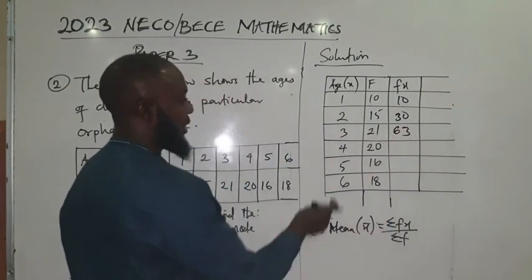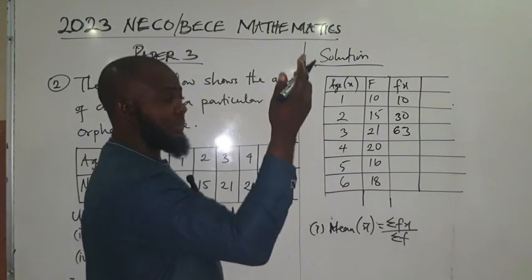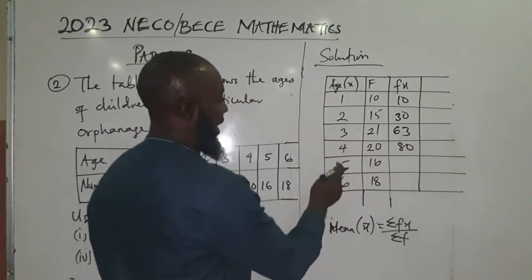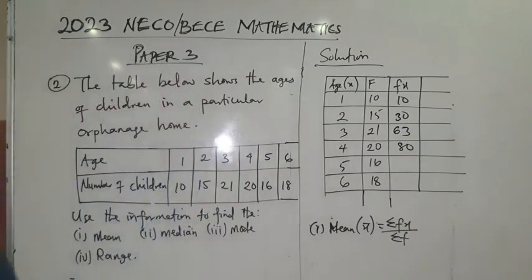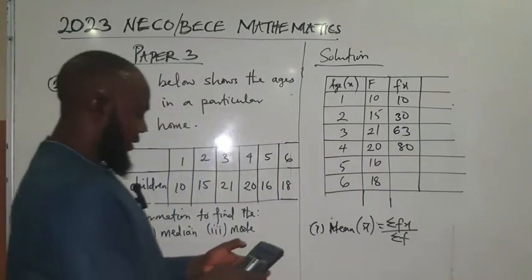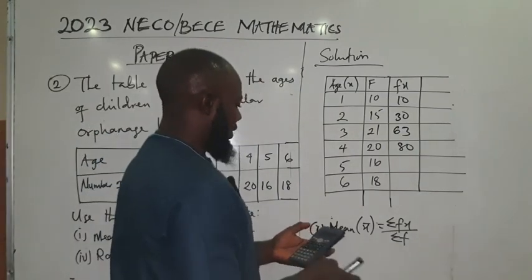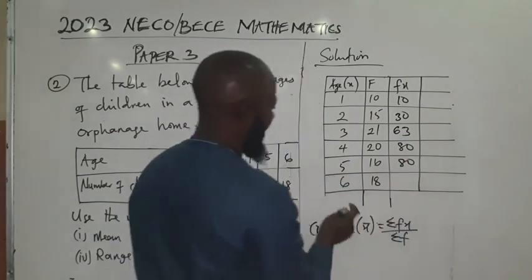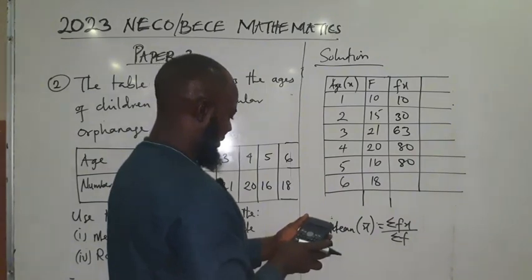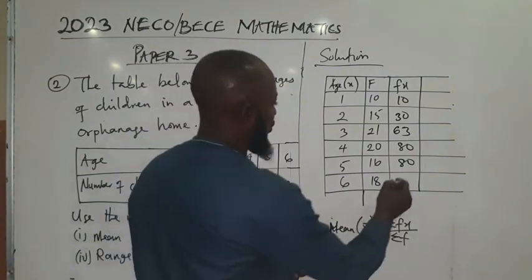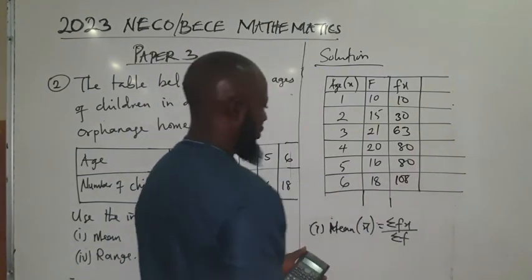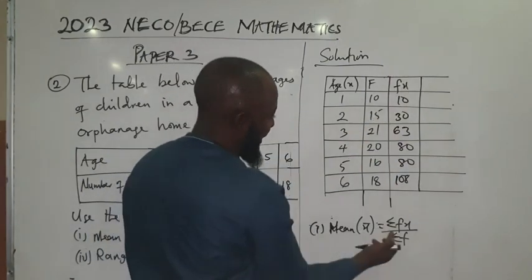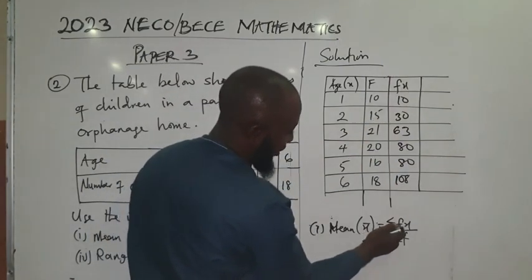I hope I'm making sense. Then 4 in 20 places, that is 4 times 20, that gives us 80. Then 5 times 16 gives us 80 as well. Then 6 times 18 gives us 108. So the addition of all these is what we have here, summation fx.